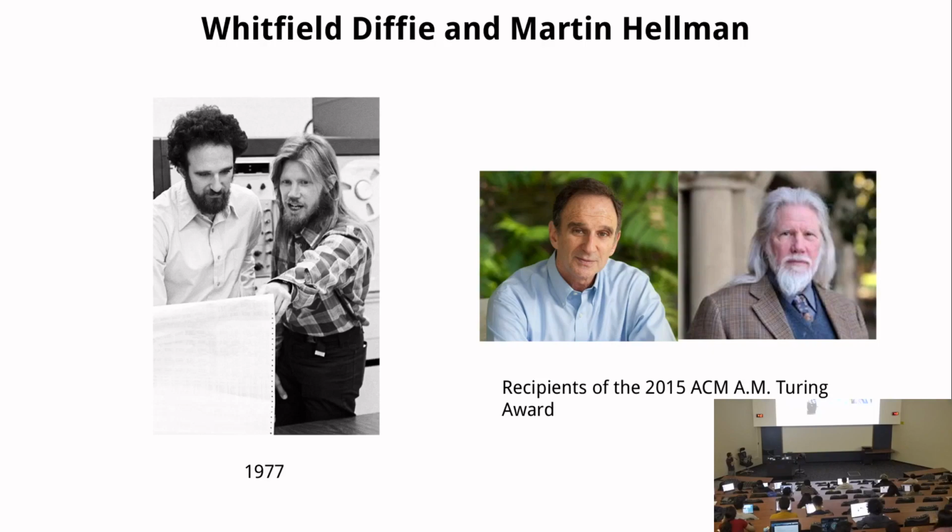Anyway, here I have a picture of those two gentlemen back in the 70s, and both of them received a Turing Award in 2015 because of the contribution of the Diffie-Hellman protocol and also for envisioning the new public key crypto system. An interesting fact is that for the very first public key crypto system, NSA claims they knew this earlier, but the one we know, the one we still use, is called RSA.